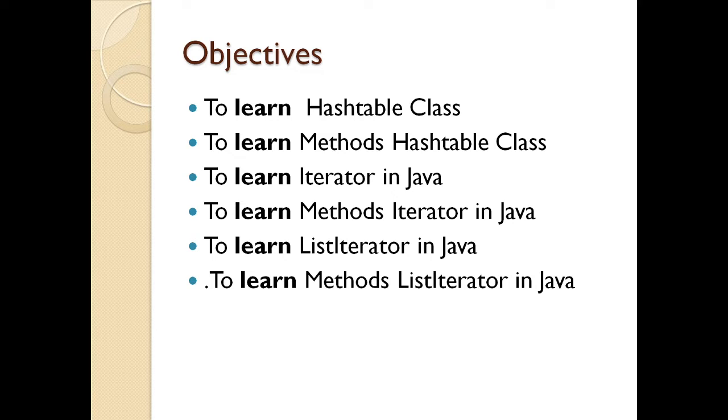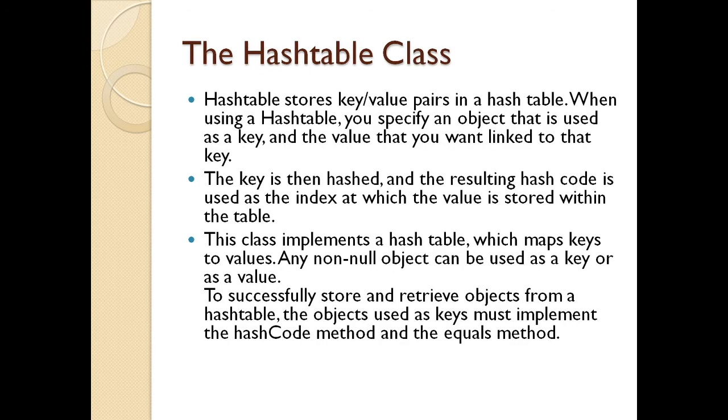Hash table stores key value pairs in a hash table. When using a hash table, we need to specify an object that is used as a key and a value that you want linked to the same key. So if you have a key, you have an associated value to that key. The key is then hashed and the resulting hash code is used as the index at which the value is stored within the table. This class implements a hash table which maps keys to values.